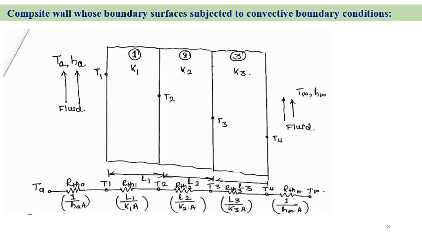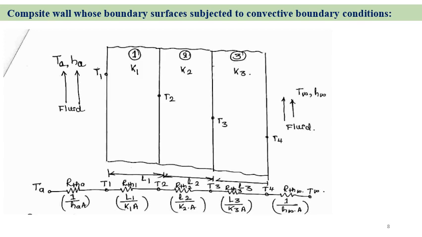On both sides fluid is flowing, inside as well as outside the wall. Inside it may be hot fluid, and outside it may be cool fluid. Ta and ha are the temperature of the fluid and its heat transfer coefficient flowing inside, and T infinity and h infinity are the temperature of the fluid and its heat transfer coefficient flowing outside.